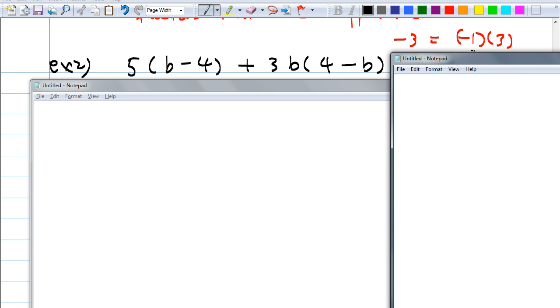5 times b minus 4 plus 3b times 4 minus b. And you say, wait a minute, Mr. Huang, this one looks different than example 1. I don't have any GCF. Right? But I just told you something about, well, look at what's inside. Isn't this kind of b minus 4? I got 4 minus b. Don't they look kind of similar? Wouldn't that be great if they're common factors? Are they common factors? No, why not?